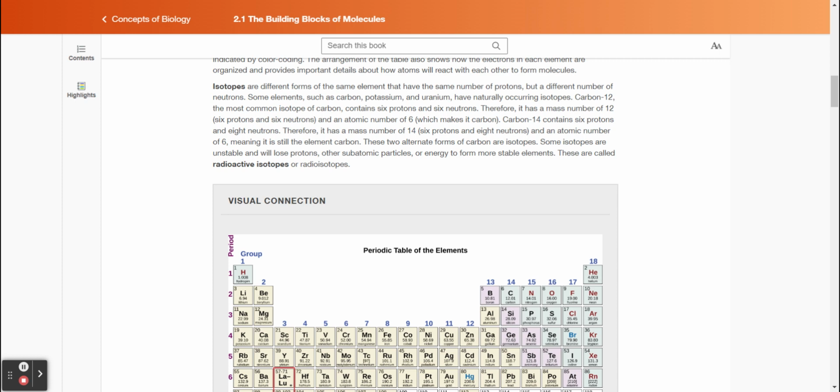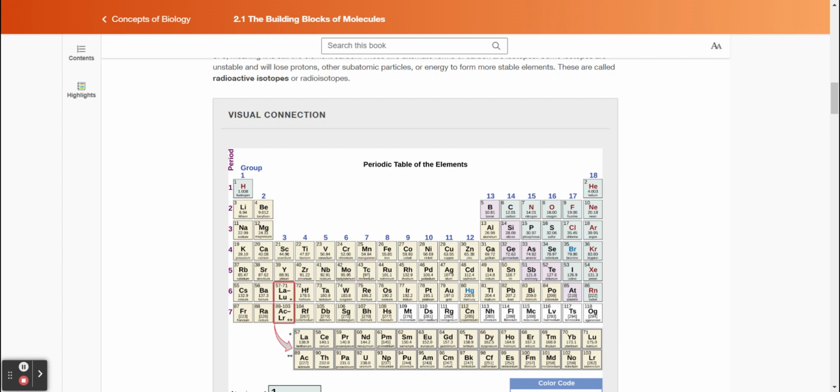Some isotopes are unstable and will lose protons, other subatomic particles, or energy to form more stable elements. These are called radioactive isotopes or radioisotopes.